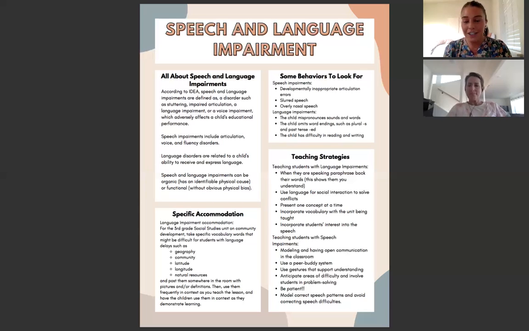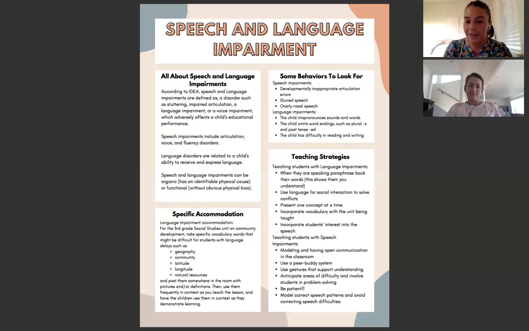And then some teaching strategies. These are just general strategies that you can do if you see students kind of falling behind in your classroom with speech and language impairments. For language, when they're speaking, paraphrase back their words to show them the correct way to say something and help them understand the meaning of those words. And then use language for social interaction to solve conflicts, present one concept at a time so they can be sure to keep up, and then incorporate vocabulary with the unit that's being taught at the time.